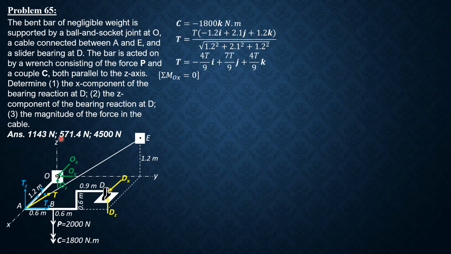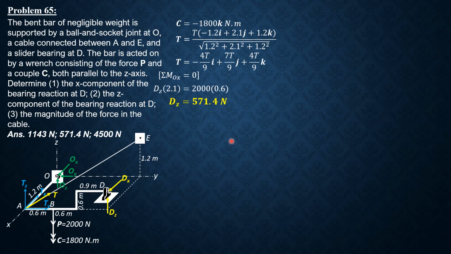So dz is positive, 2000 is negative. So dz times 2.1 equals 2000 times 0.6. So that would be the equation. dz times 2.1 equals 2000 times 0.6. So we can now solve for dz. It is 571.4 newtons, the answer to the second problem.